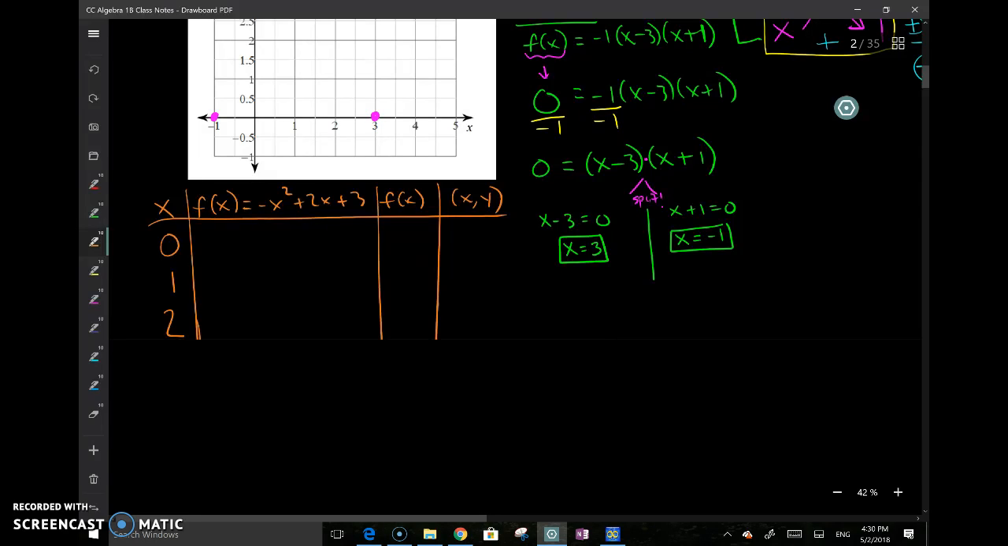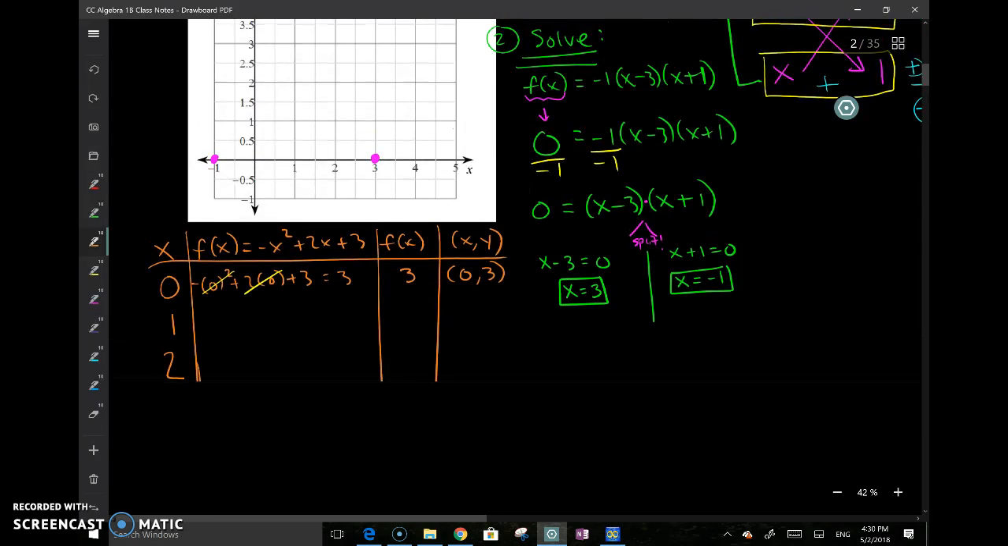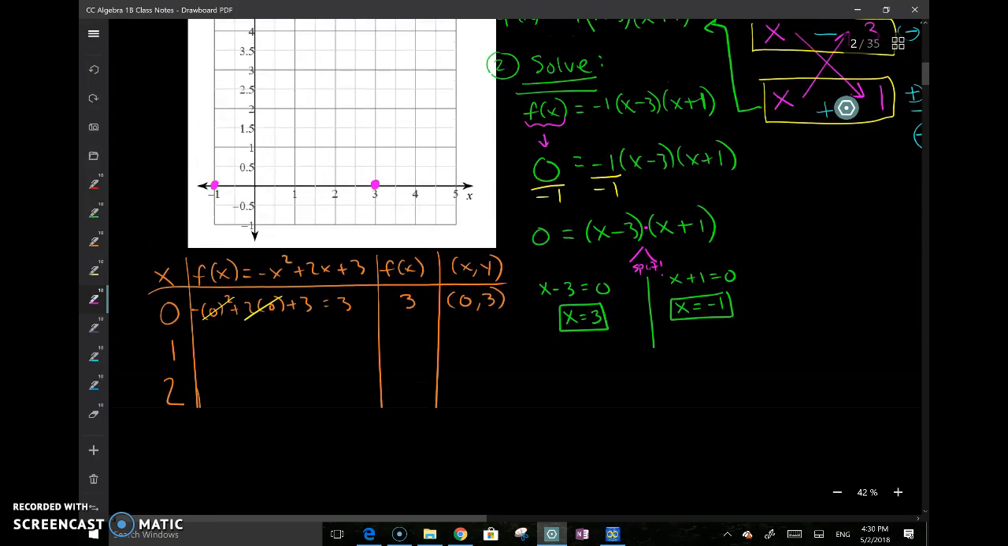So when x is 0, I get negative 0 squared, there's a negative in front, plus 2 times 0, plus 3. Now these parts with the zeros, they just disappear because they're zeros. And so what I get is simply 3, that's my output, and then 0, 3 is my ordered pair. So I get that point 0, 3, and that would be right over here. 0, 3 is right there. Okay, so that's my y-intercept because it's on the y-axis. So 2 x-intercepts, 1 y-intercept. Okay, back to the table.